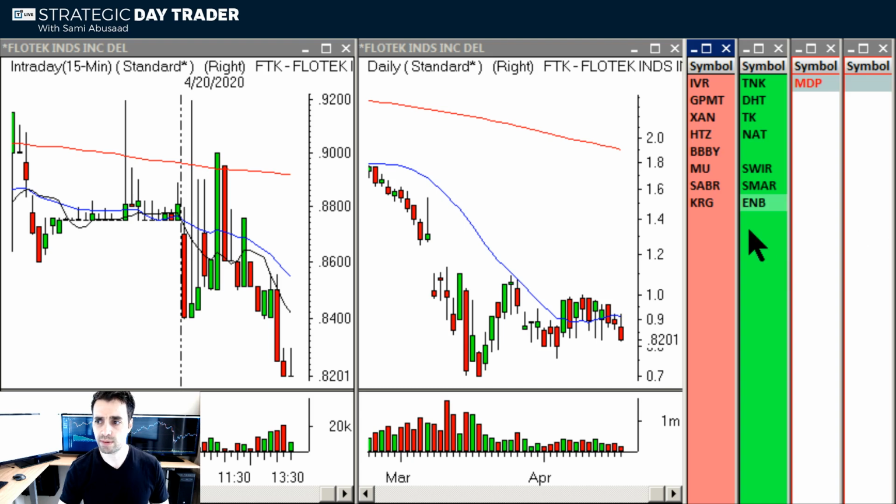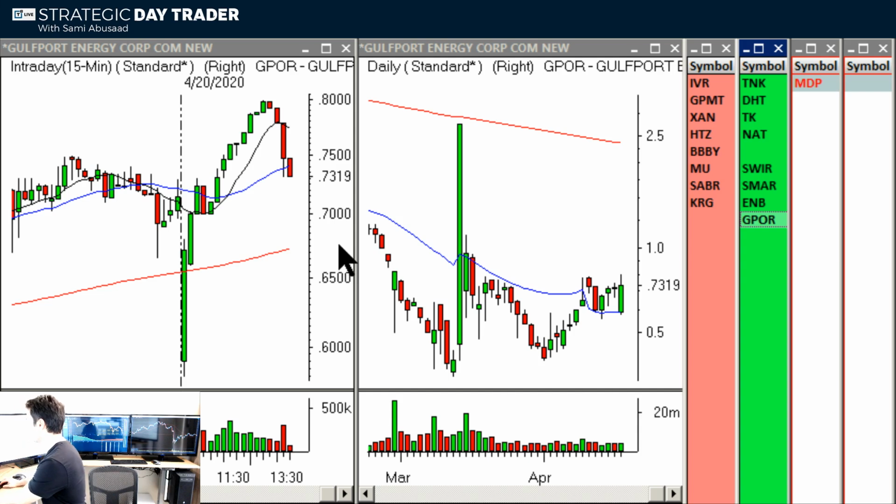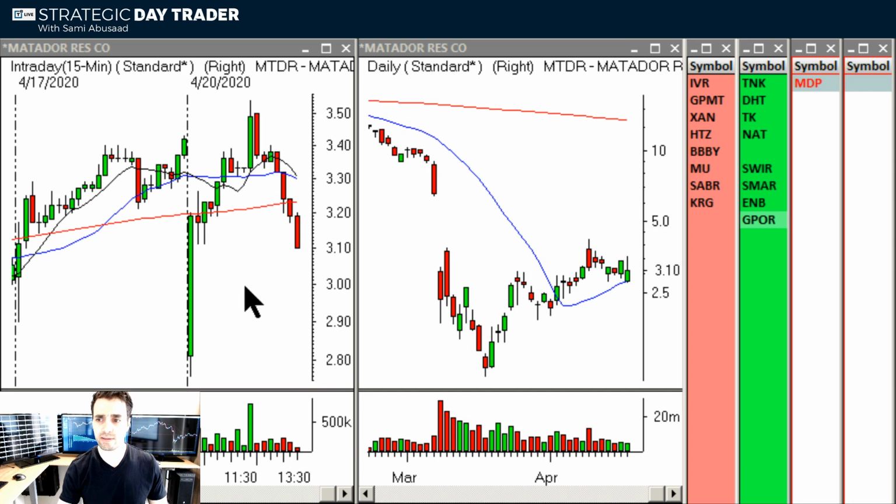GPOR is going to be a buy setup. GPOR is going to be, you know, we can watch it for a buy setup. So notice I'm looking for either pullbacks or base breakouts. That's basically what I'm looking for. Or counter rallies to play short, or base breakdowns. That's basically what I look for. Wow, MTDR fell really hard. Look at MTDR. It fell really hard. It's falling still. MTDR.